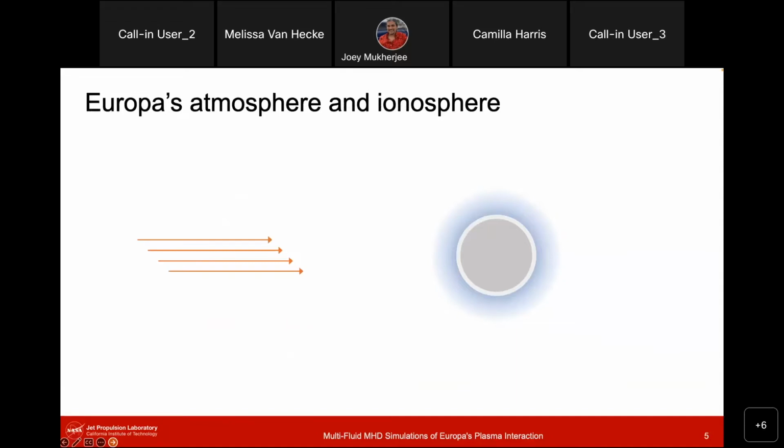So we've talked a little bit about the context that Europa exists in the magnetosphere, but now I want to take a much closer step and look at what's happening to the particles around Europa, the stuff that is making up Europa's atmosphere and its ionosphere. So in this simplified view, we have Europa and this blue haze representing a really tenuous atmosphere. We also have, as I mentioned, that flow of magnetospheric plasma, which is magnetized, over the moon.